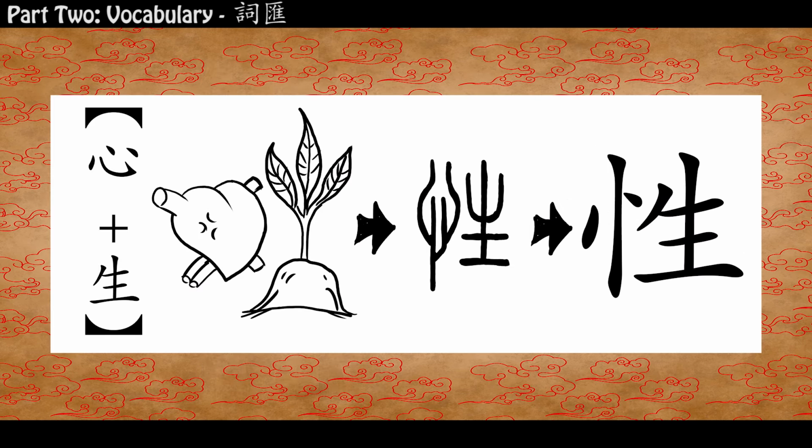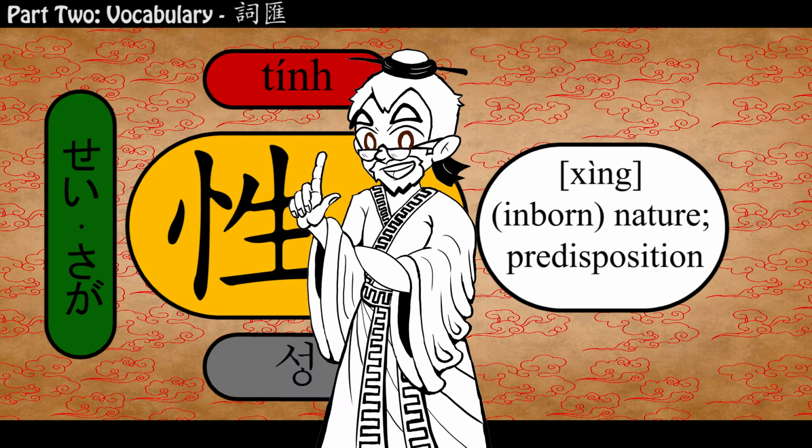The character is composed of 心, heart. The ancient Chinese believed that one's soul resided in the heart, and the character 生, life, to give birth. The heart you are born with, that is, your inborn nature, 生, is also phonetic.